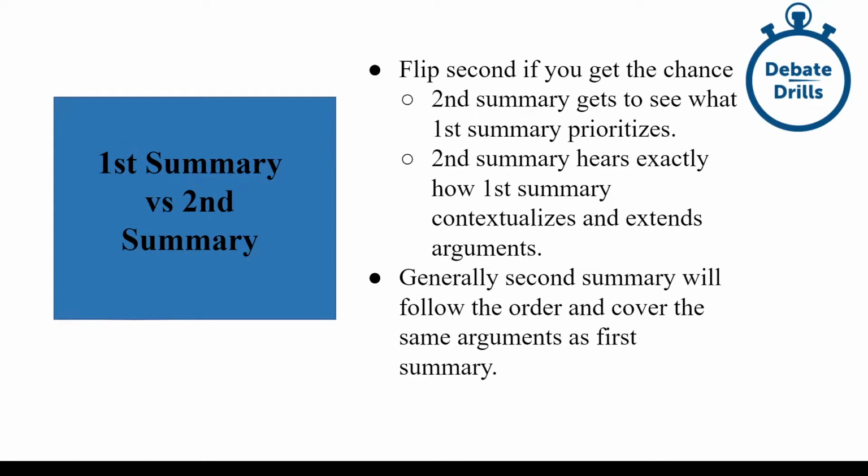Second summary also hears exactly how first summary contextualizes and extends arguments. Sometimes debaters try to shift the way their argument's framed in the round a little bit, change how their links function, but second summary gets the luxury of hearing exactly that and then tailoring their responses to fit that argument face on. What I like to think is you should respond to the best form of your opponent's argument. If you're speaking first, you're not exactly sure how they're going to contextualize their argument in second summary, so you should respond directly to the best possible implication of that argument.